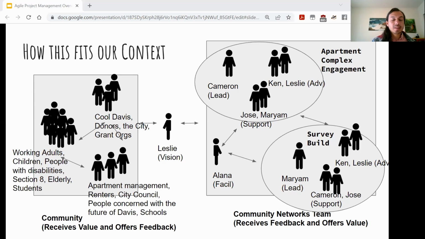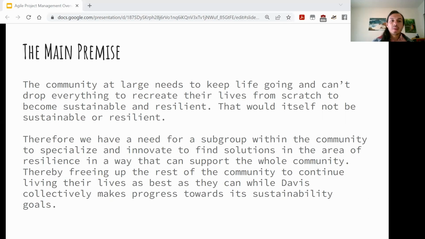So as you can see, the community is a dynamic ecosystem where the users interact with funders, the funders interact with stakeholders, and everyone ends up being involved somewhere in this creative process of delivering community value. The main premise for this Agile project management is that the community at large needs to keep life going, and it can't drop everything to recreate their lives from scratch to become sustainable and resilient. That would itself not be sustainable or resilient.